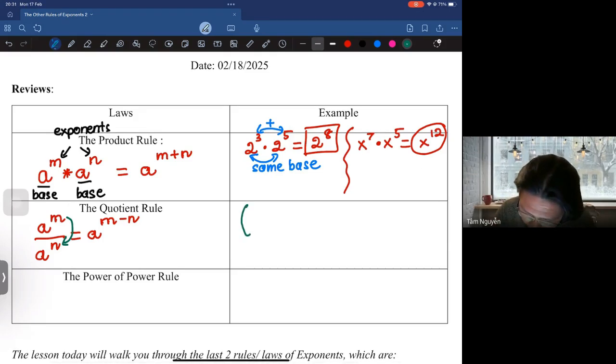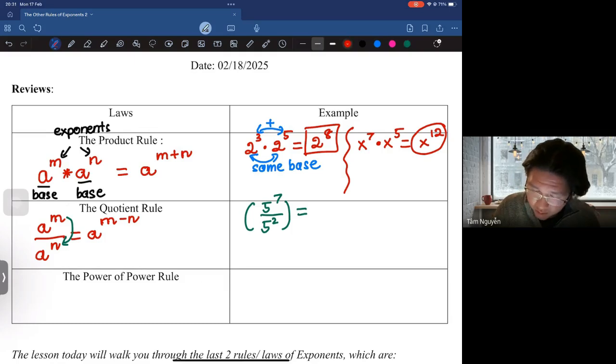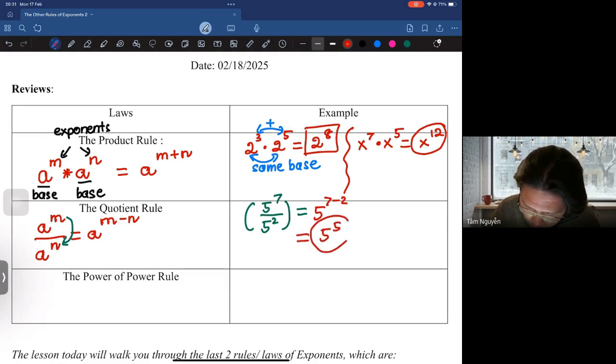So let's say you have 5 to the power of 7 divided by 5 squared. Again, we have the same base, which is 5. And we take the powers and subtract them. All right, that's it.